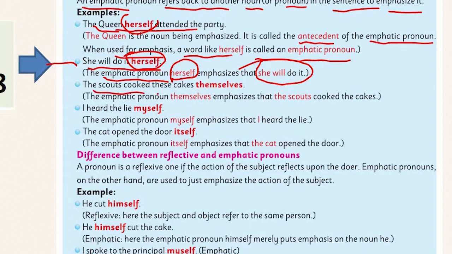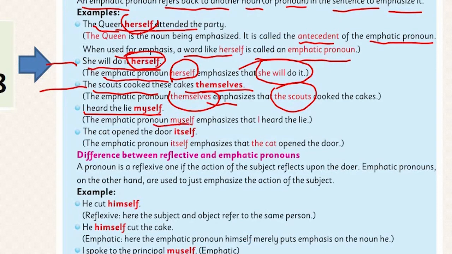The scouts cook these cakes themselves. The emphatic pronoun themselves emphasizes that the scouts cook the cakes. अब यहाँ पर emphatic pronoun क्या है? themselves है, जो emphasize कर रहा है कि the scouts, जो noun है इधर the scouts, वो अपना केक खुद कुक करेंगे.